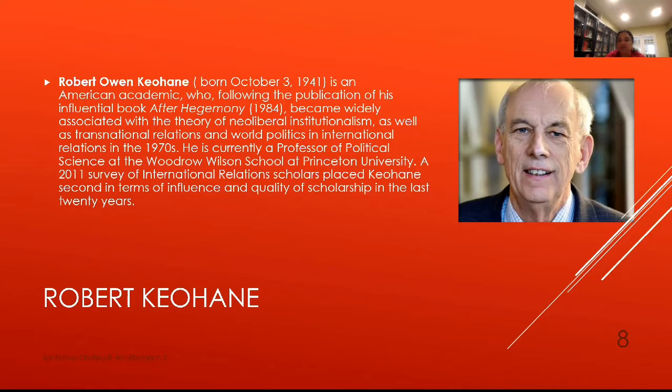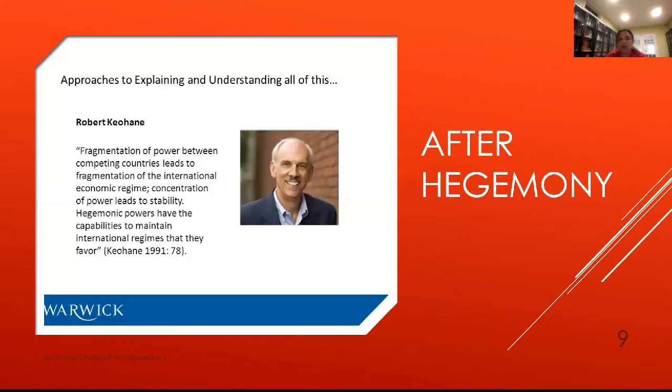A 2011 survey of international relations scholars placed KEOHANE second in terms of influence and quality of scholarship in the last 20 years. After Hegemony approaches explaining and understanding all this. According to Robert KEOHANE, fragmentation of power between competing countries leads to fragmentation of the international economic regime. Concentration of power leads to stability. Hegemonic powers have the capabilities to maintain international regimes that they favor.